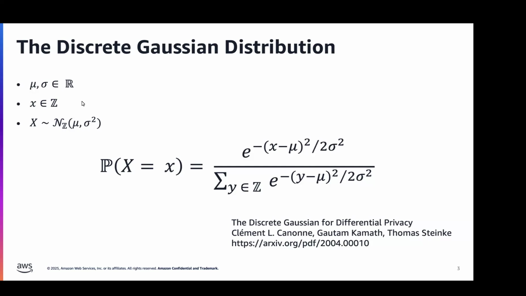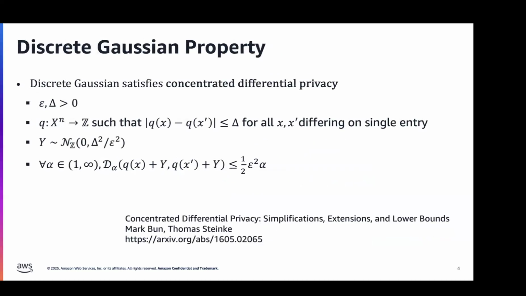If you want to know more about this distribution, which has lots of interesting properties, I highly recommend a paper called The Discrete Gaussian for Differential Privacy by Cannon, Kamath, and Steinke. Now, why do we care about this distribution? It has lots of good properties, but there are two that are going to be relevant to us in this talk. The first one is relevant to the field of differential privacy, because the discrete Gaussian satisfies a specific version of differential privacy called concentrated differential privacy.